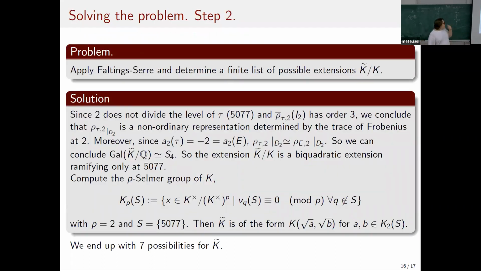Okay. Now the second method I explained is to actually find the extensions K tilde over K. For K tilde over K, we know that its Galois group must be either C2, or C2 times C2, or C2 times C2 times C2. In this case, you can actually prove that it is the C2 times C2 case. So the extension K tilde over Q will be S4. So you're actually searching for a biquadratic extension that ramifies at only one prime. And you take the subgroup, you construct all of these extensions, and you end up with 7 possibilities for K.